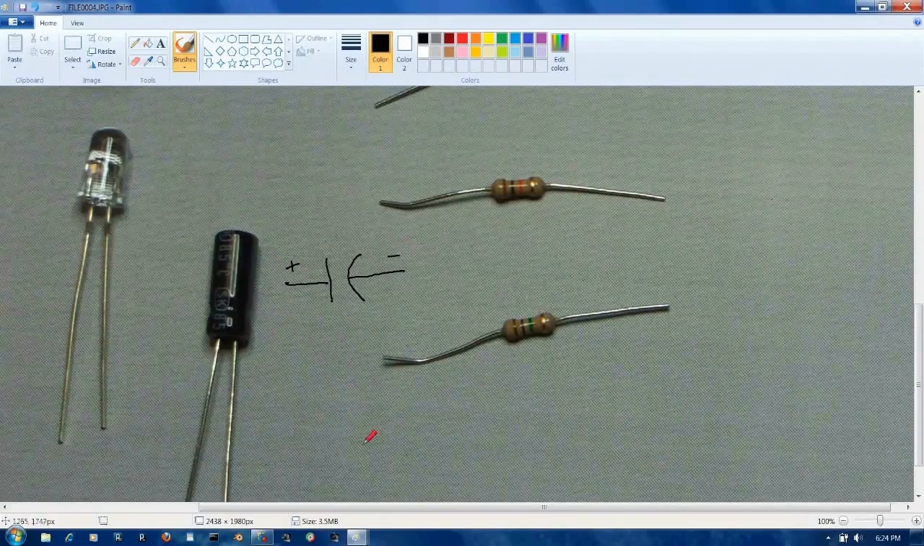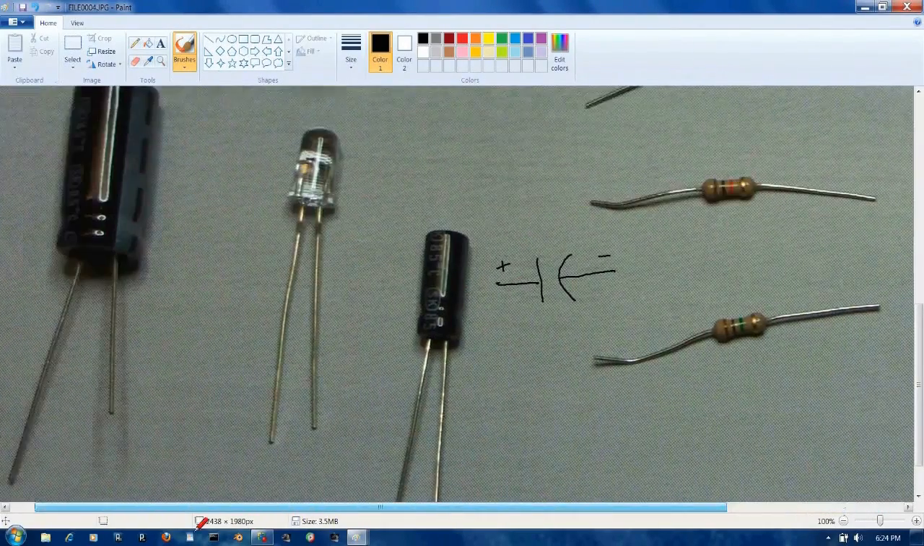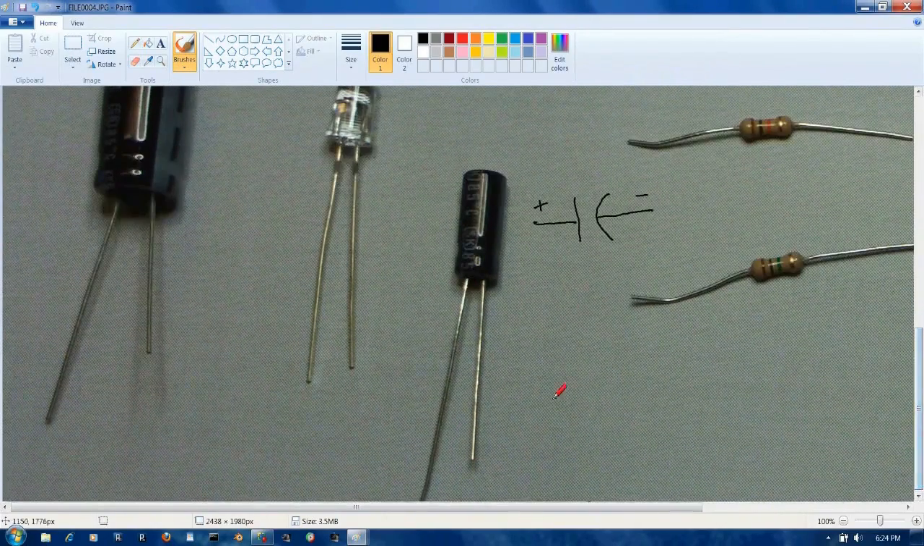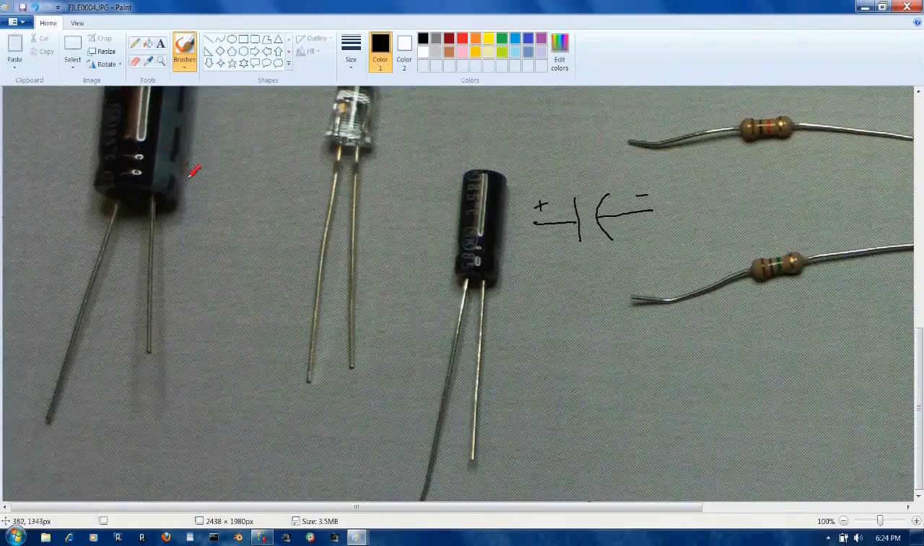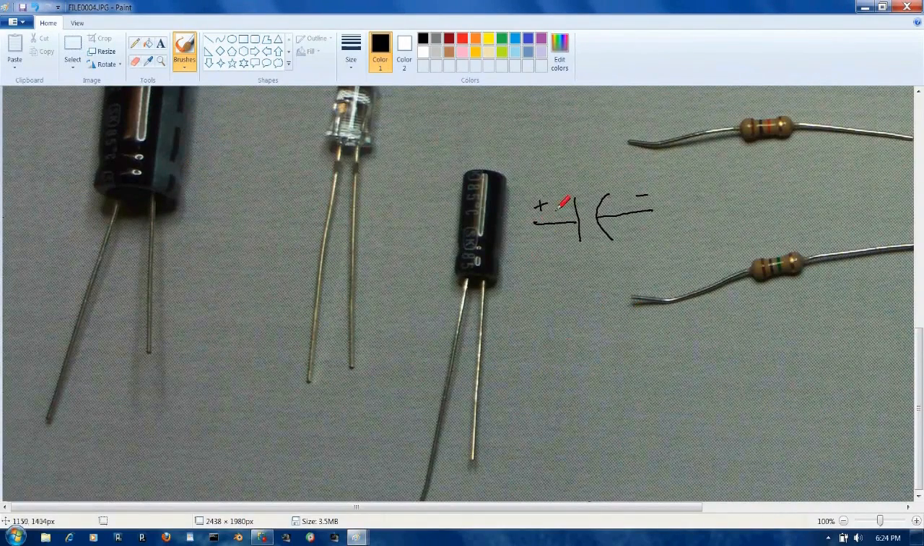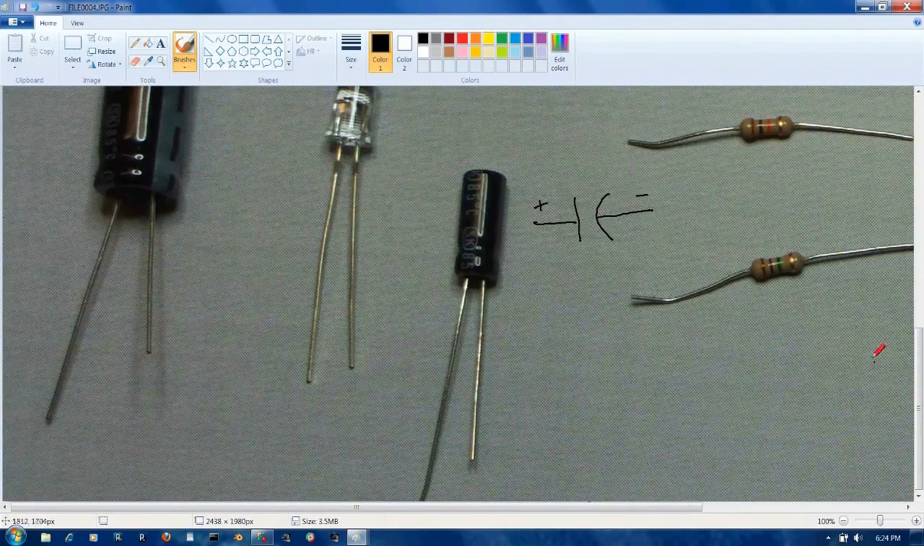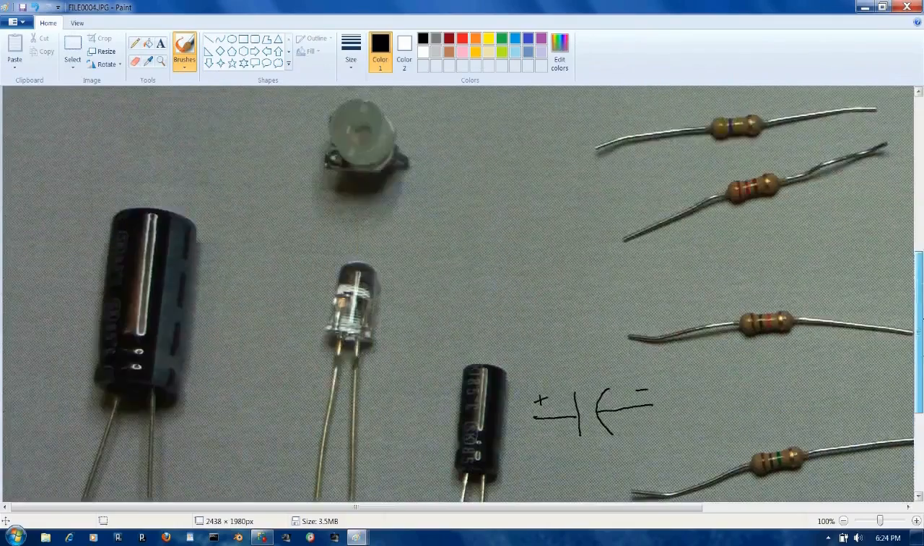And like I showed you over here, you can see one leg's longer than the other. Over here you can actually see the negative side. So when we put it in a circuit, this is positive and this is the minus side, and you'll actually see that in our live lab. We'll put that in the circuit.